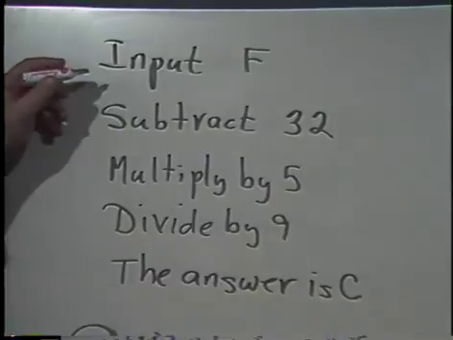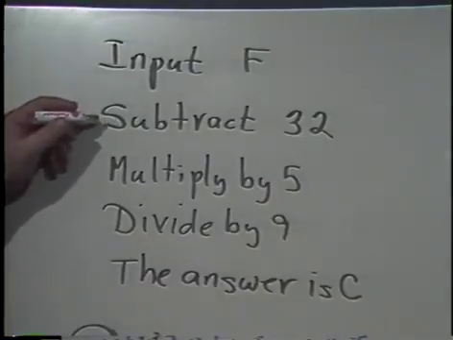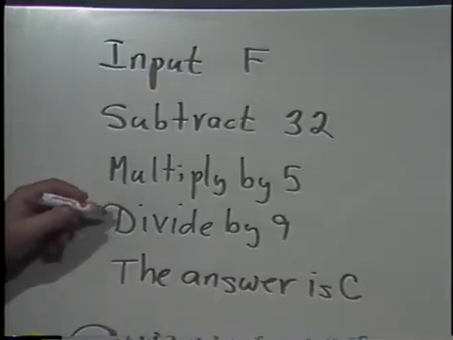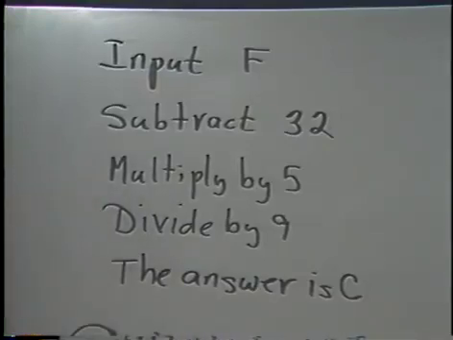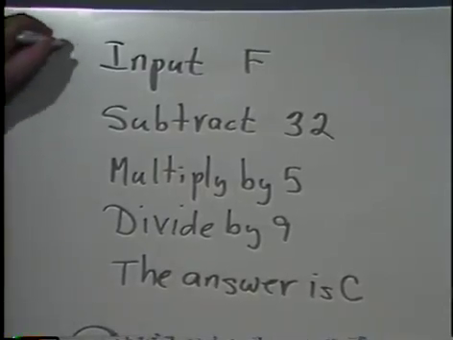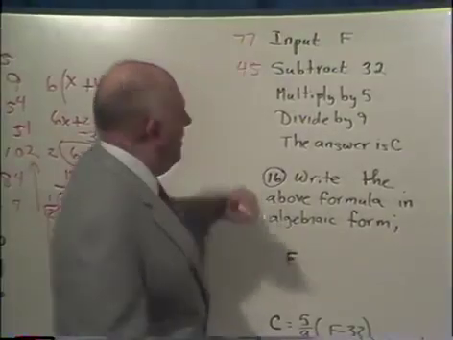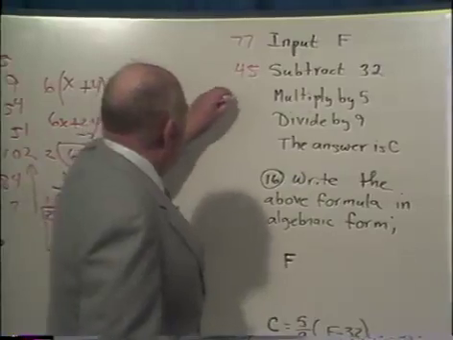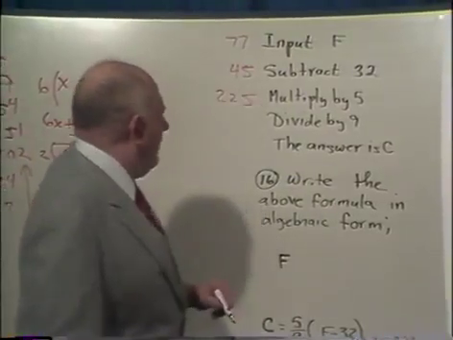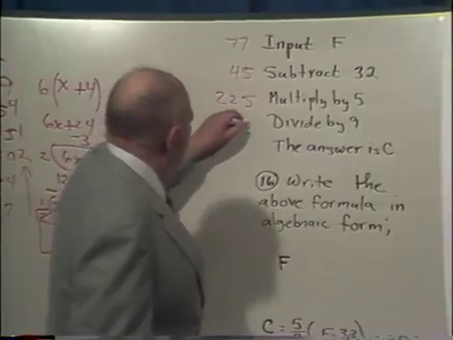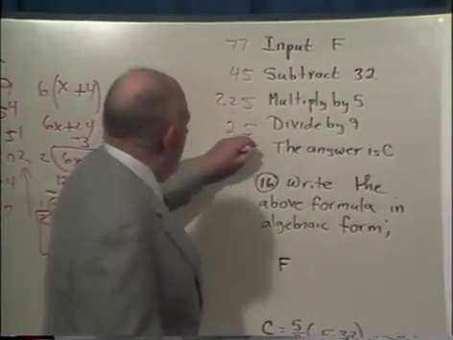Here's a formula. I'll use computer language. Input f. So you start with a number f. First step is to subtract 32. Then you're going to multiply by 5. Then you're going to divide by 9. And the answer is going to be called c. Let me see if I can give you an example of that. Suppose I start with 77. I subtract 32. That gives me 45. Now I multiply by 5, that gives me 225. Now I divide by 9, that's 25. So the answer is 25.